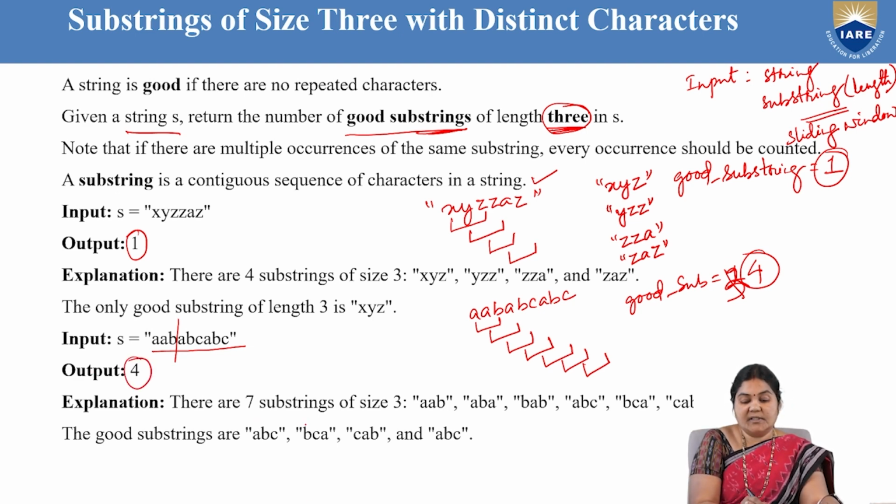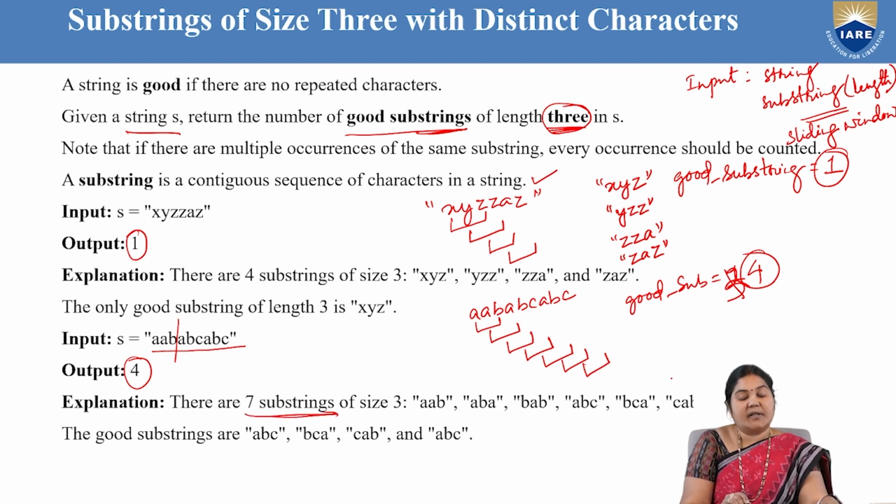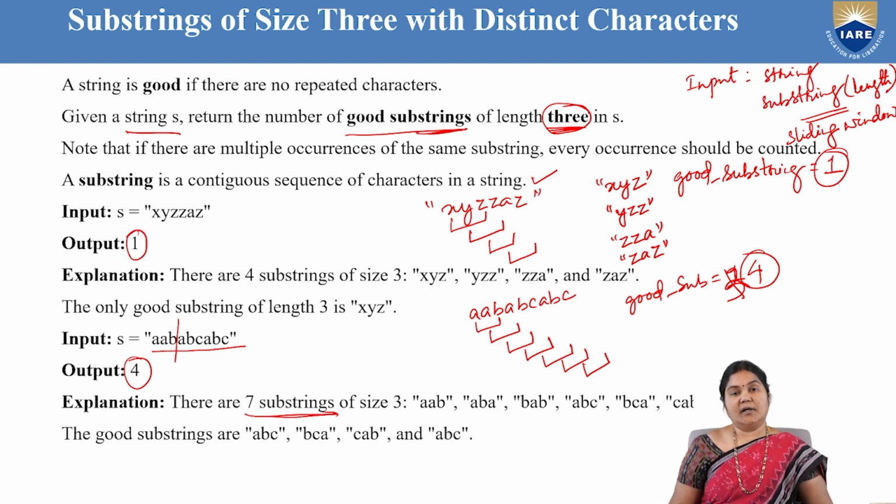But how many substrings have you divided? 7 substrings you have divided. So, in this way, we will reach the end of this string and form the good substrings of length 3. So, hope this question is understood. Now, let us understand how to write down the solution for this problem.